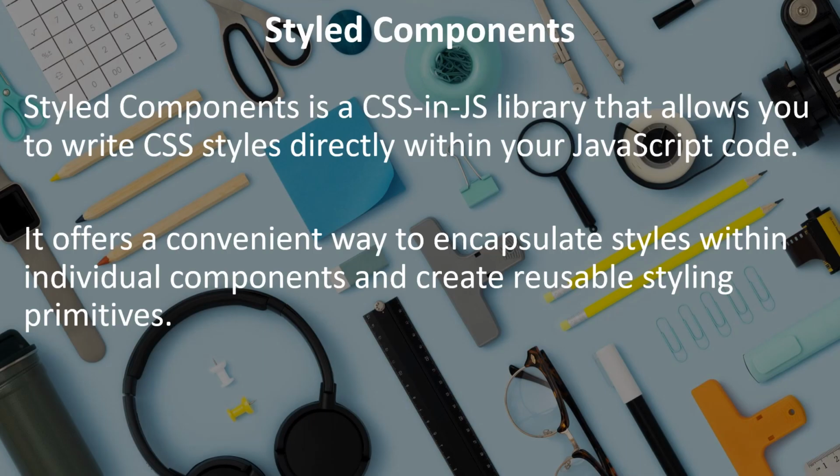Styled components is a CSS-in-JS library, that is, cascading style sheets in JavaScript, that allows you to write CSS styles directly in your JavaScript code, and it offers a convenient way to encapsulate styles within individual components. So you can write the CSS code inside the JavaScript code, which is quite handy. Normally we have the CSS as a separate file, or in the HTML you can write CSS styles. But with the CSS-in-JS library, you have the CSS in the JavaScript code itself, which is quite handy.